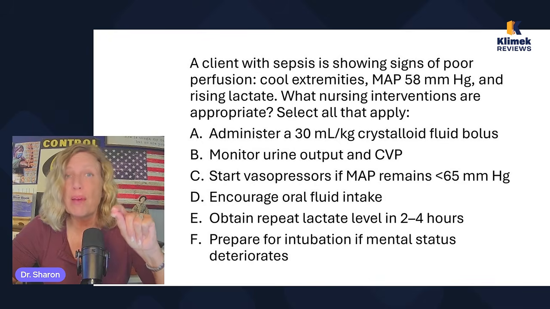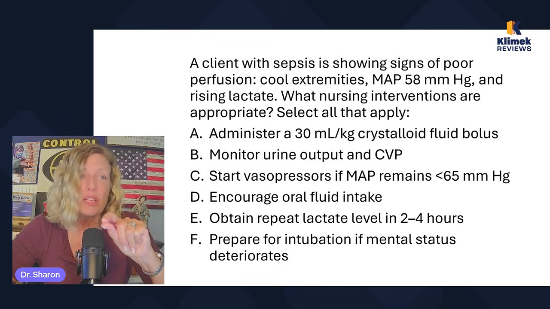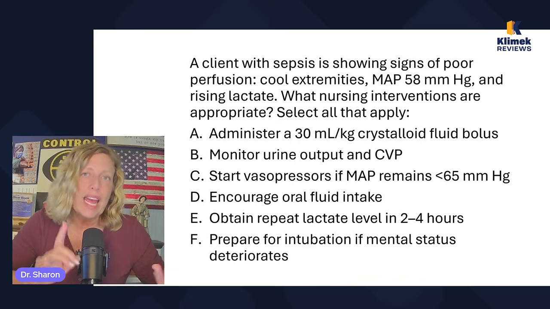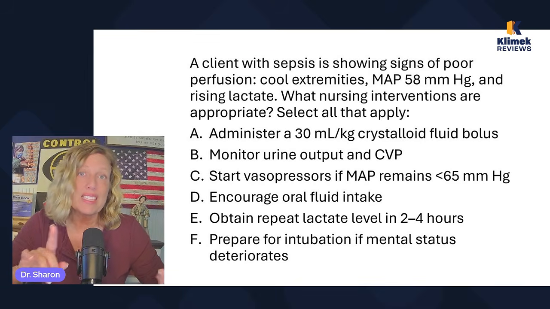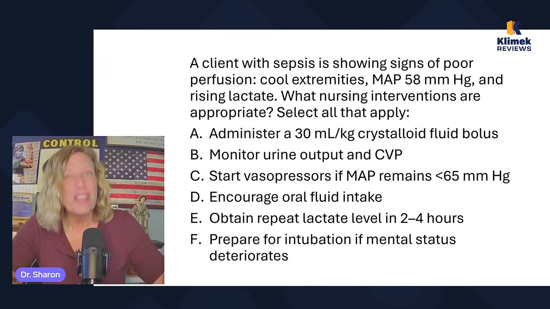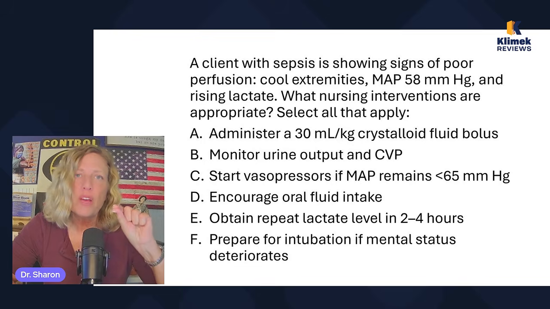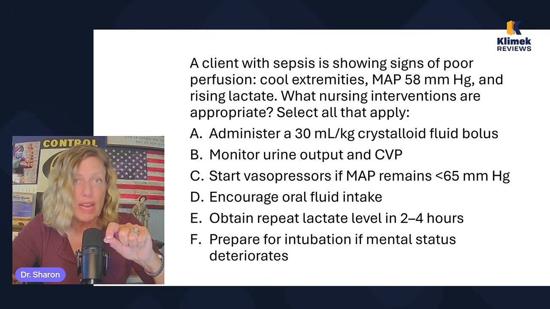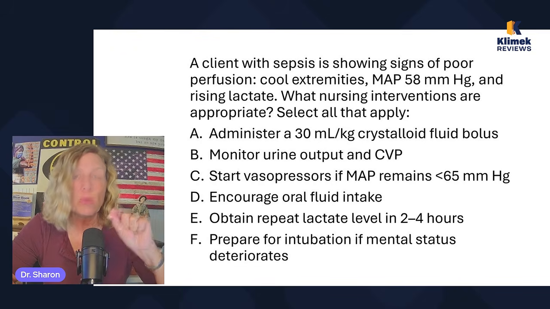Well, here we have a MAP of 58. That's pretty low. And we have a rising lactate. Lactate means that the body is engaging in anaerobic metabolism. It only engages in anaerobic metabolism when it's not getting oxygen because it's not perfusing and getting oxygen to the tissue. So we have poor perfusion. We have acidosis from anaerobic metabolism. That's what's going to happen with this lactate level rising. We have a low MAP. So we have a patient who's going into septic shock.